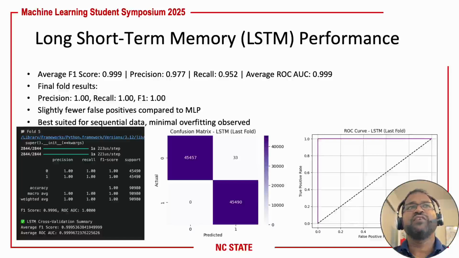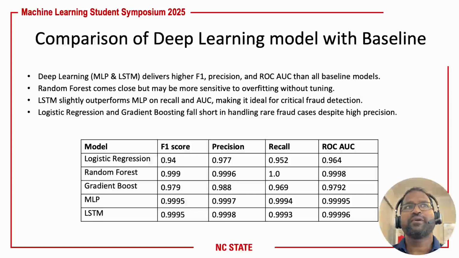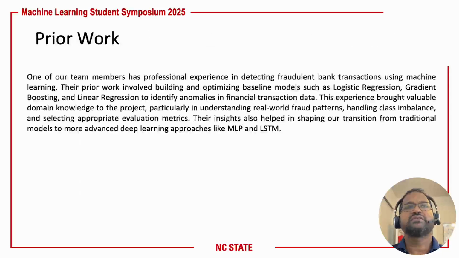This confirms that even when using limited sequential data, LSTM is capable of extracting richer feature interactions compared to purely feed-forward models like MLP. When comparing the performance of deep learning models to baseline models, it is evident that MLP and LSTM significantly outperform traditional approaches in terms of F1 score, precision, and ROC-AUC. This comparison highlights the importance of adopting advanced techniques to address the challenges posed by rare fraud cases.